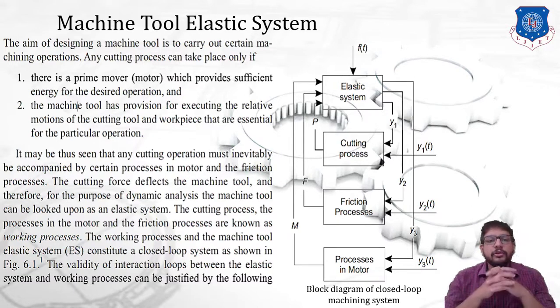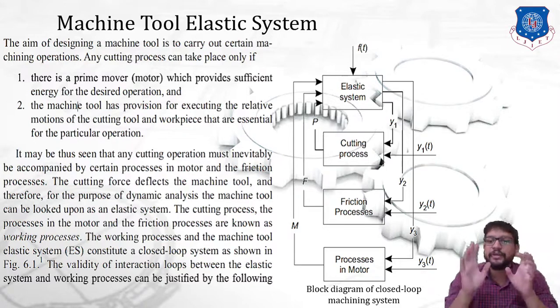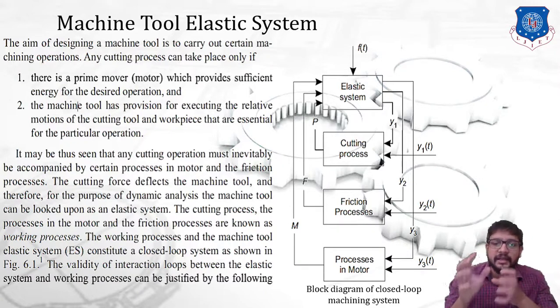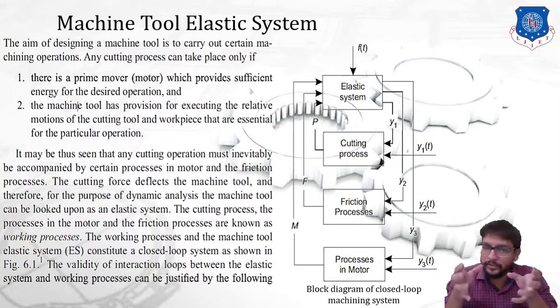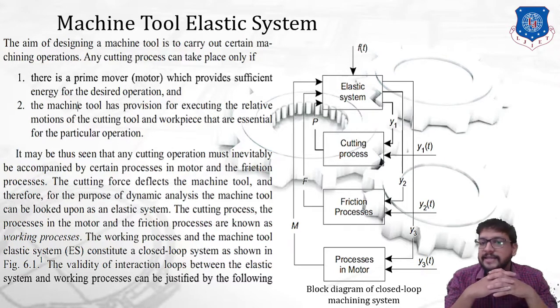Now, we can also say that a cutting force deflects the machine tool. And therefore, for the purpose of dynamic analysis, the machine tool can be looked upon as an elastic system, which means we can say a machine tool is an elastic system. Why? Because various cutting forces are going to be exerted. You can see in our block diagram, Ft is the force which is exerted on the elastic system.